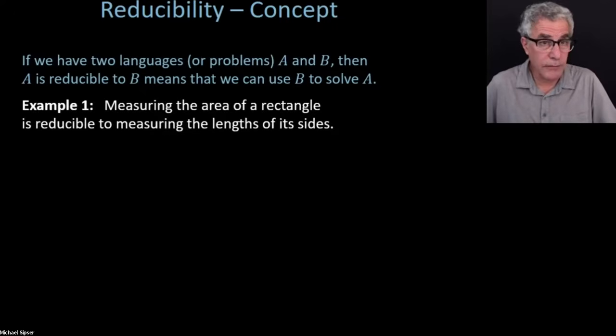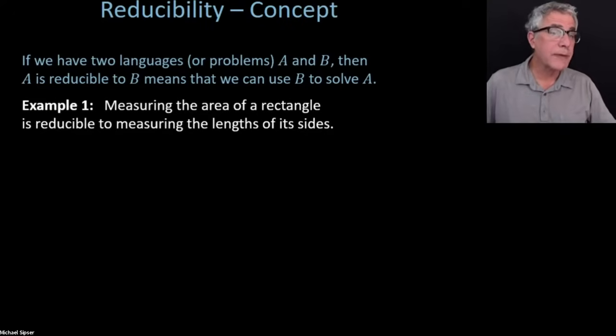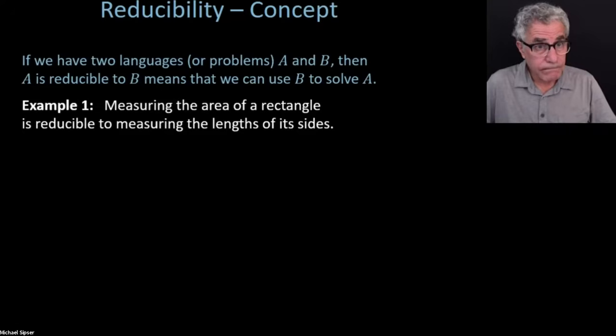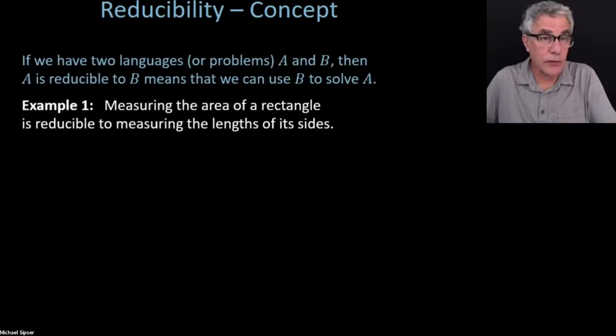It's conceivable that measuring the length and width is easier than it would be to measure the area directly by somehow covering the space with tiles as one way of measuring it. But you don't have to do that. You can just measure the length and width and you're done. So reducibility is a way of making problems easier by translating them into some easier problem.